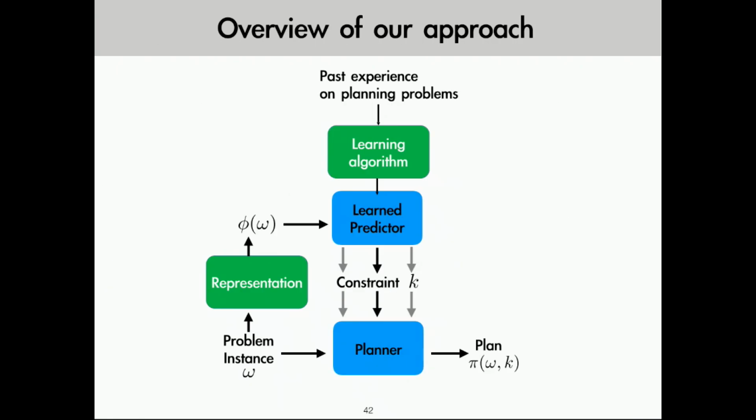So here's an overview of our approach. We're going to take in past planning experience as our training data set, and then we're going to design a learning algorithm that's going to output a learned predictor, right? And this learned predictor will take in a problem instance that is represented with a particular vector representation, and then it's going to output a constraint for this particular problem instance. And then the planner will have to output a plan that satisfies this constraint.